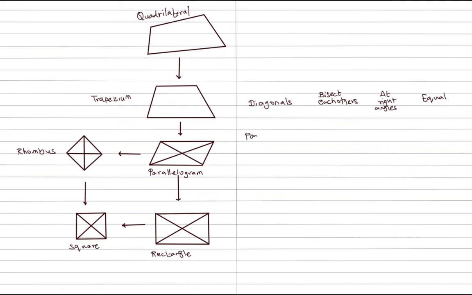In a parallelogram, the diagonals bisect each other. The length of each side, they are meeting at this point. The length of one side will be equal to the length of the other side. That means the diagonals bisect each other in a parallelogram. This length will be equal to this length and this length will be equal to this length.